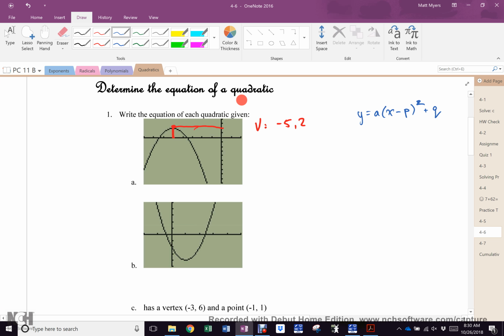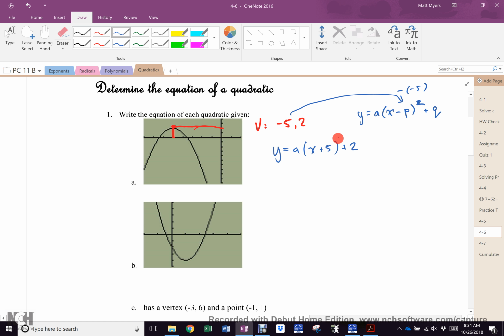What are P and Q? P is 5 and Q is 2, because this says negative P. So if I put this into the equation, it's going to be negative 5, correct? And what does negative 5 become? Positive 5. So I've got y equals a(x plus 5) squared, and the 2 is just positive, so it's plus 2.